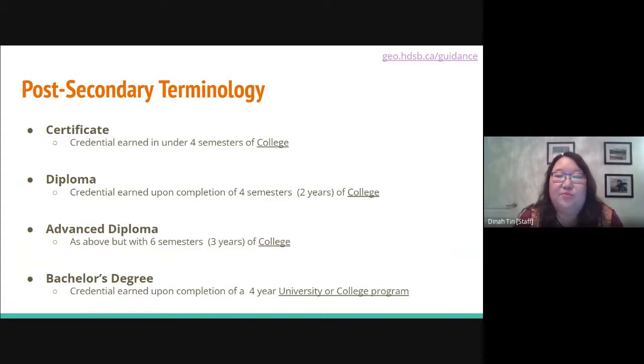The next thing is a diploma, and it's a credential earned upon completion of 4 semesters, so 2 years of college. There's also what we call an advanced diploma, which is 3 years of college or 6 semesters. A bachelor's degree is a credential that's earned upon completion of 4 years of university, and now many colleges also have bachelor's degree programs.